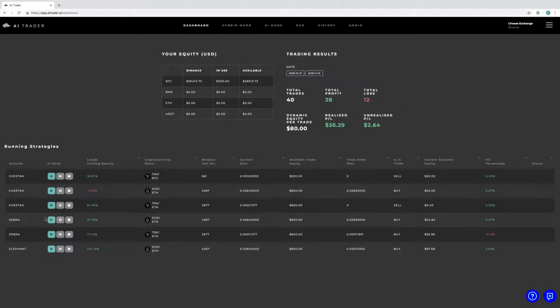Down here, you can see all the active trading strategies that you have chosen with AI mode. And this basically gives you a snapshot of your trading activity. So let's go into AI mode, where all the magic happens.